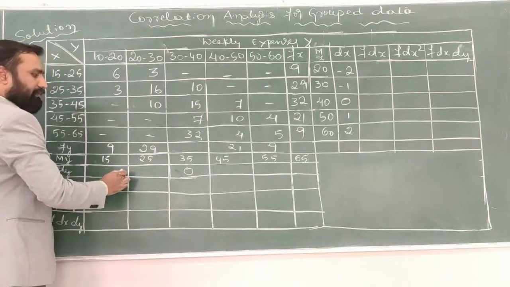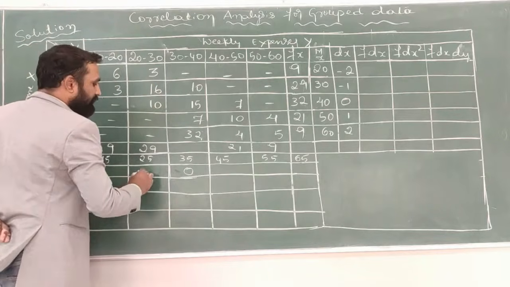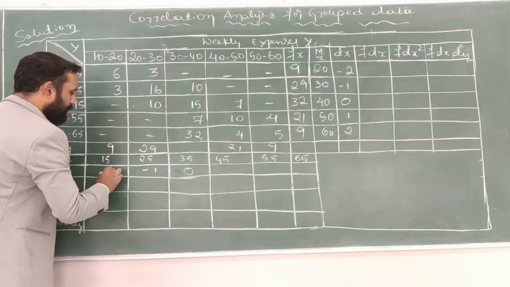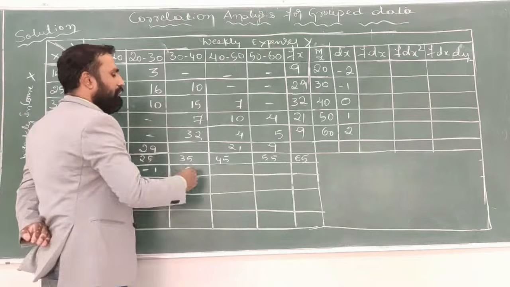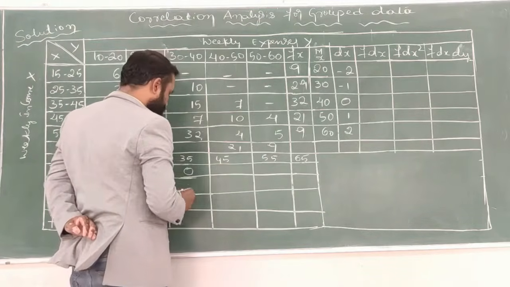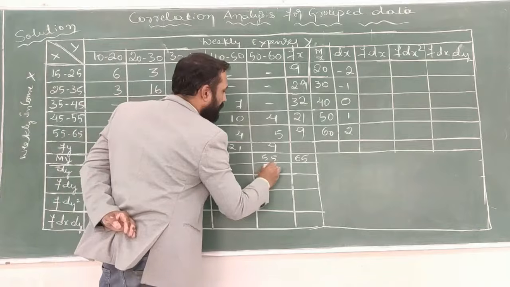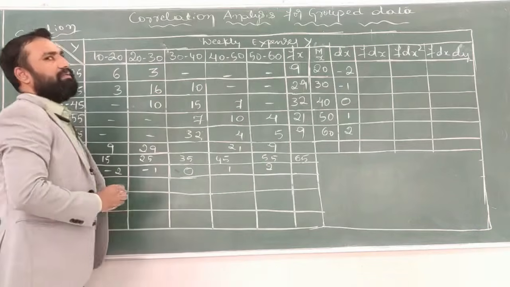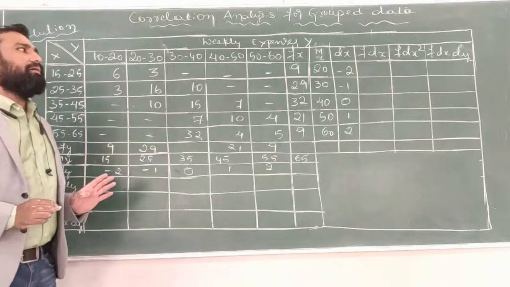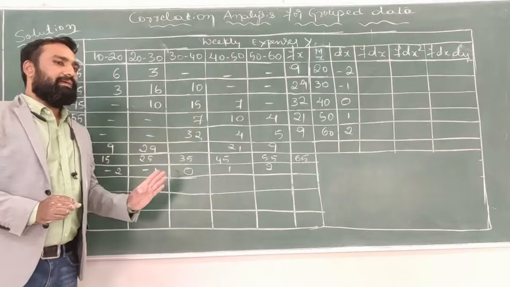The preceding value means what? The left side values we take as -1 and -2. And the right side means what? Succeeding values we take as +1 and +2. So this is the way we have to find the value of dx and dy.